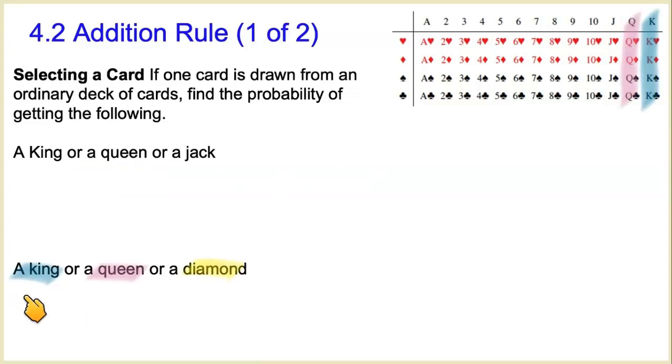So for this example, we look at a king or a queen, or a diamond. So now we look at the diamonds and we notice there's some overlap, right?